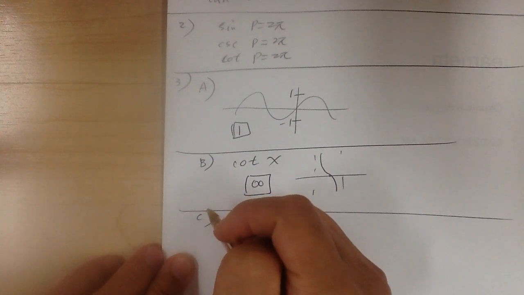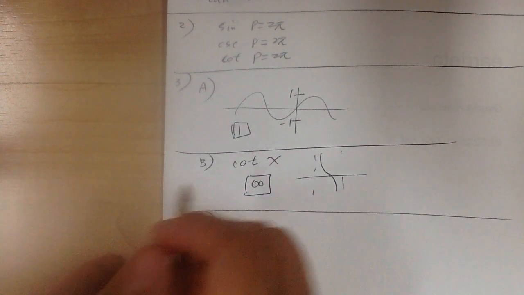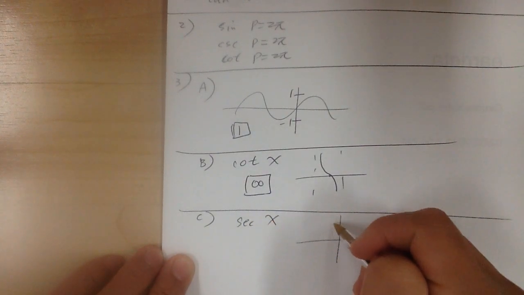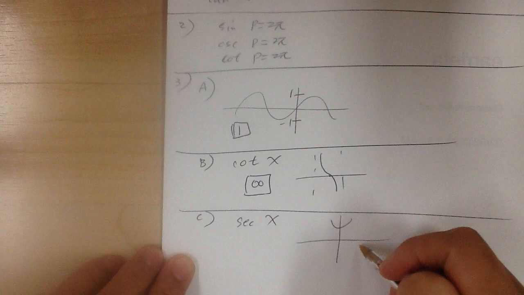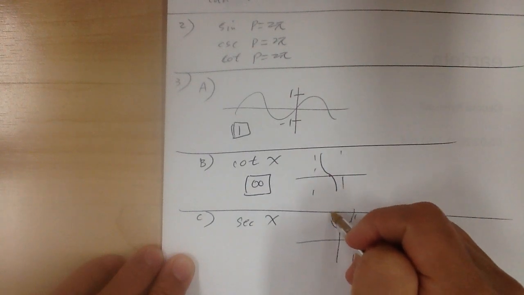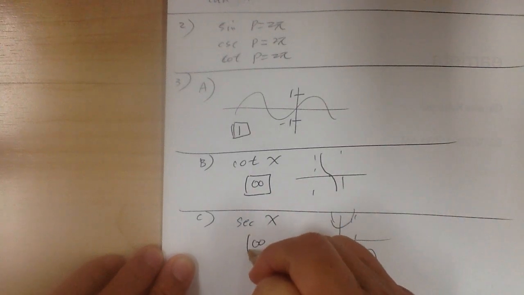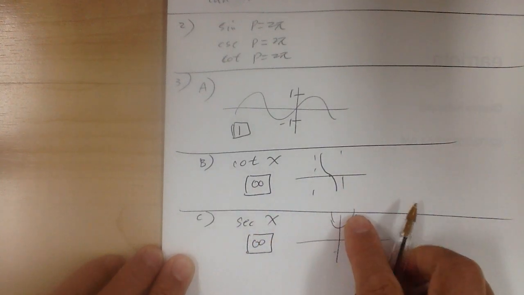Okay, for C, secant x. Secant x goes like this, right? Again, it goes on infinitely. So again, this is infinity, because this goes up forever.